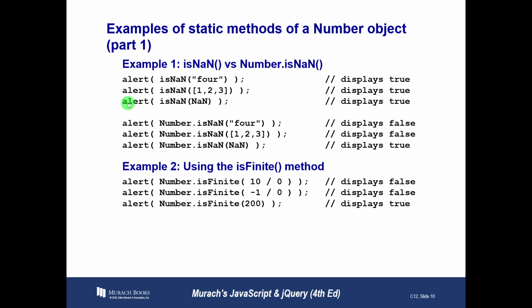So let's look at some examples. Example 1, isNaN versus Number.isNaN. So isNaN is the global function, is not a number, that we've used a lot so far in this course. We've seen it on occasion. And then we have Number.isNaN. What is the difference? Well, the difference is the global object.